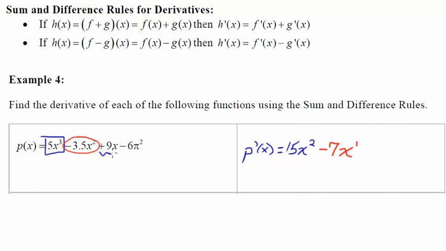All right, and then for my next term, the 9 tags along, and then we get x. Remember, we could think of this as x to the first. So if I bring down that 1, I get 9 times 1 is 1, x to the 0 power, which is just 1. And then my last term here, there is no x there. So minus 6 pi squared is just a constant, so its derivative is 0. All right, so let's see if we can clean this up a little bit. We have 15x squared minus 7x plus x to the 0 is just 1, 9. All right, so those are our shortcut rules.